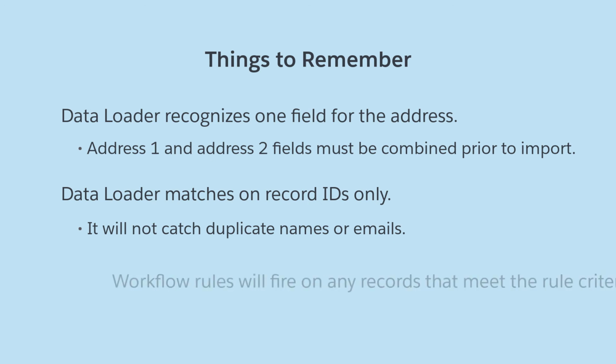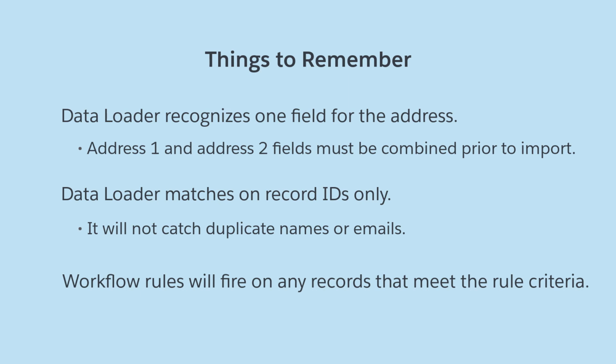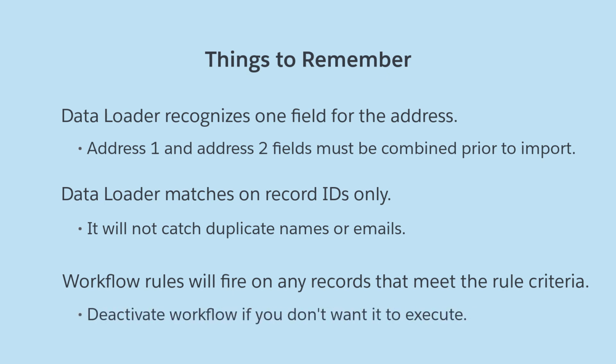Workflow will fire on any records that meet the rule criteria. For example, if you have a workflow that sends an email to finance every time a new account is created and are importing 50 new accounts, then finance will get 50 emails. Be sure to turn off workflow rules if you don't want them to execute.